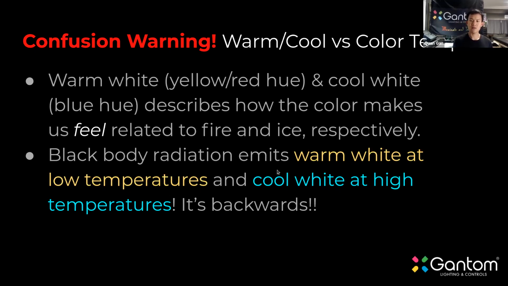However, when you map onto them the actual color temperature in degrees Kelvin, it's reversed. Warm white has lower color temperatures, such as 2700 Kelvin or 3000 Kelvin, and cool white actually has high color temperatures, such as 6500 Kelvin. So it's backwards. Definitely remember this warning: the qualitative description of warm white and cool white is completely backwards from the quantitative description of the color temperature.